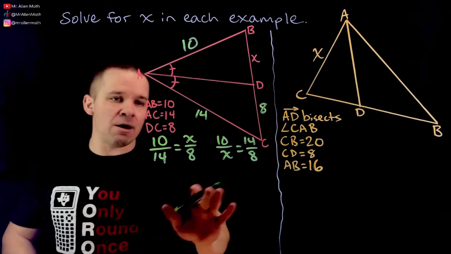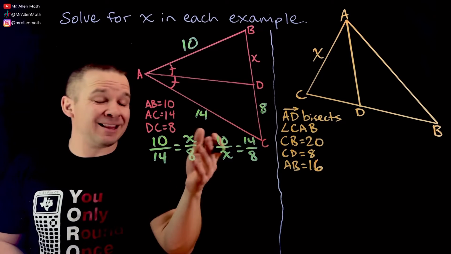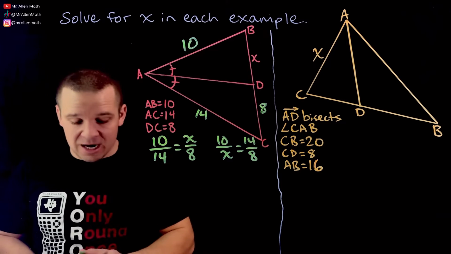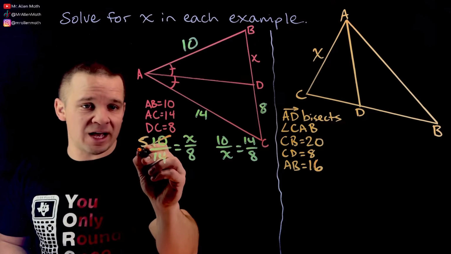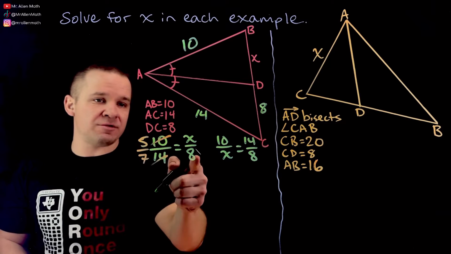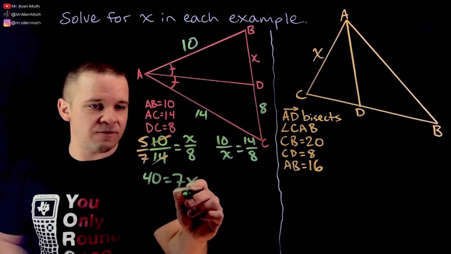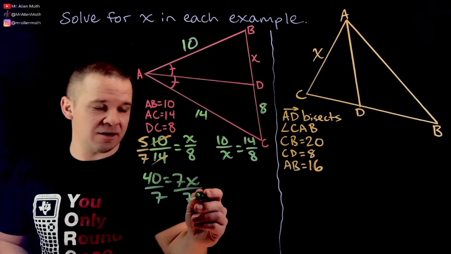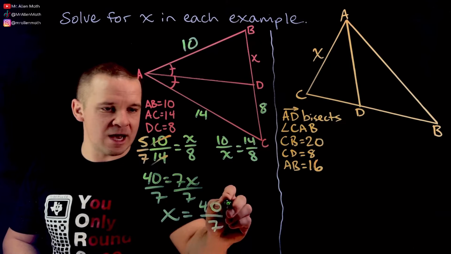Cool. So now I'll just work with this one right here. We could simplify beforehand if we'd like. You can bring the 10 and the 14, that would reduce down to 5 and 7. Okay, that helps a little bit, I guess. So now I would have 5 times 8 is 40 equals 7x. Divide by 7. That's not going to simplify, so we'll just say x equals 40 over 7.